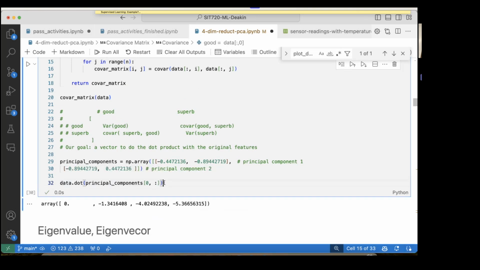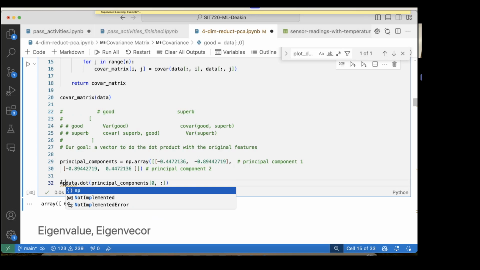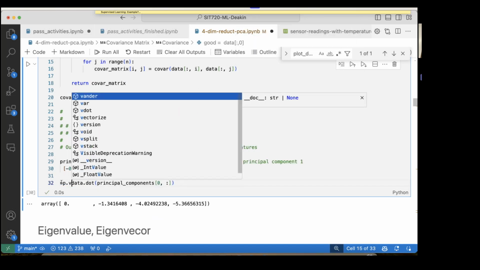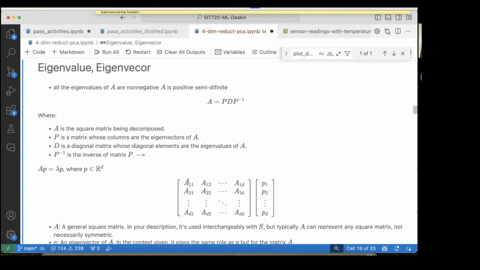So before we go back to lambda, I want to see if the variance is really bigger than the super feature and the good feature, because that's our original goal, right? How can I do that? np.var. This is variance. Let's calculate the variance.